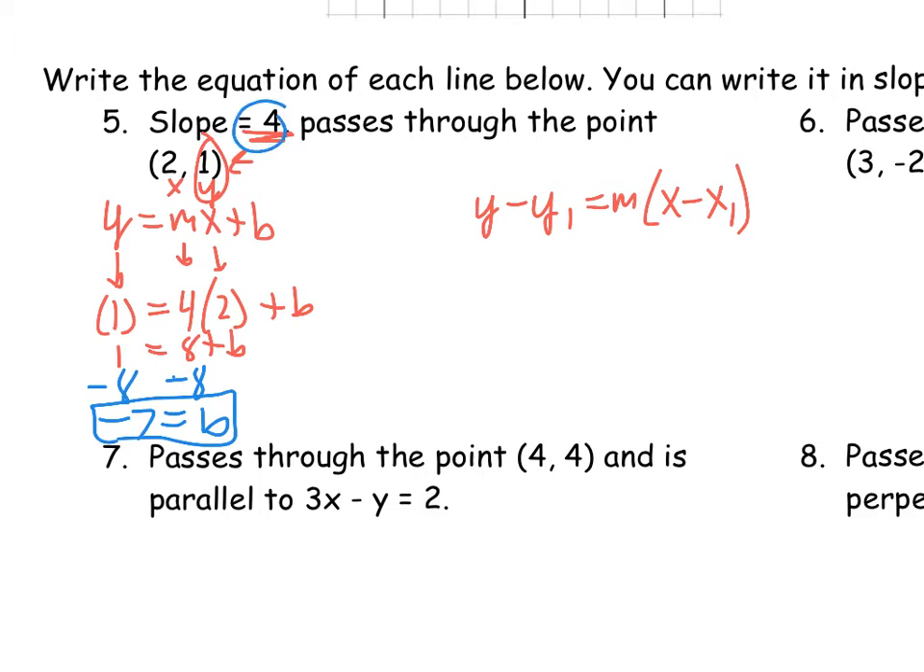So I have the slope, and I have my y-intercept, so I can write my line. So here's my line. y equals slope before x, 4x. Now it's plus a -7, so I'm just going to say -7. And there's my linear equation. Okay?